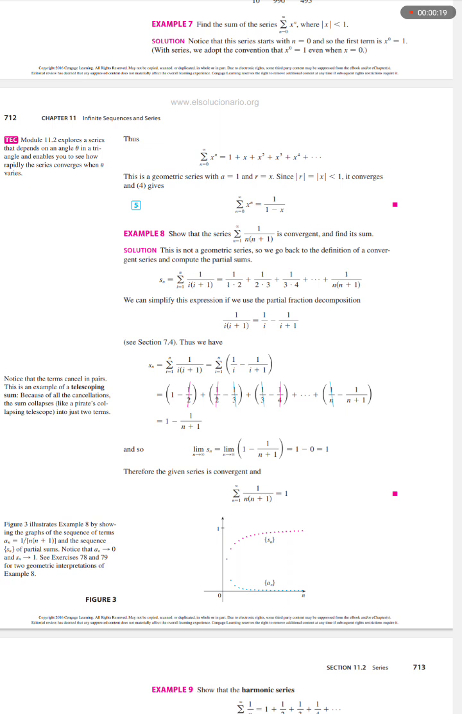Solution. Notice that this series starts with n equals 0, and so the first term is x to the power 0 equals 1. With series, we adopt the convention that x to the power 0 equals 1 even when x equals 0.